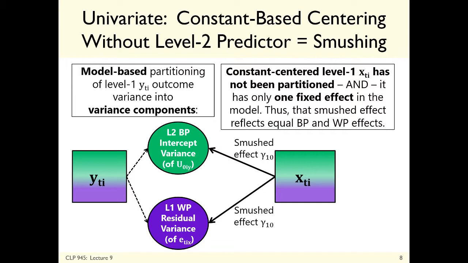This is almost always going to be wrong. Very, very rarely have I seen it not be wrong. And that's usually in clustered data where the ICC is tiny, so there's barely any between to worry about.